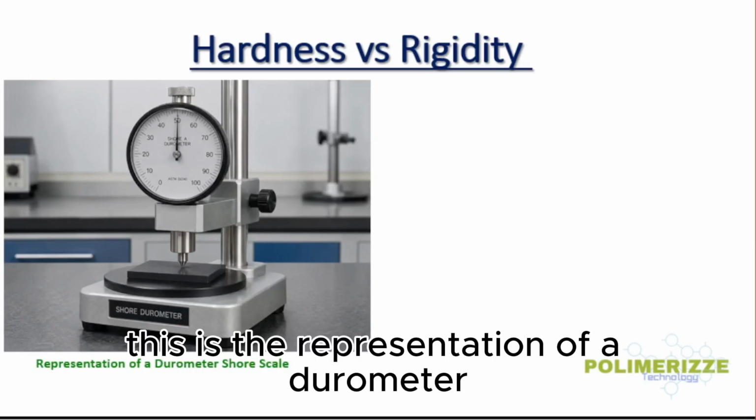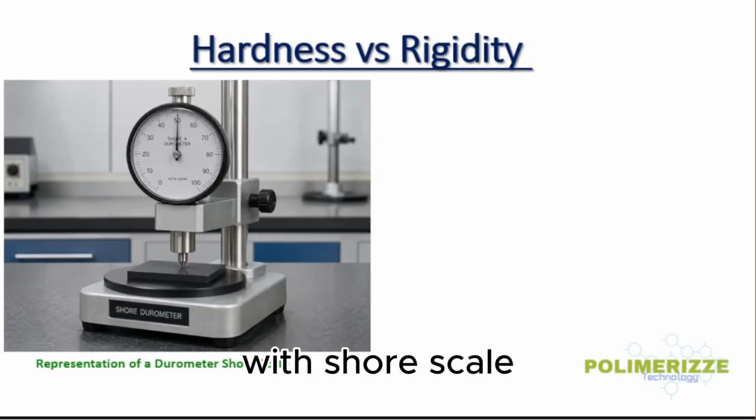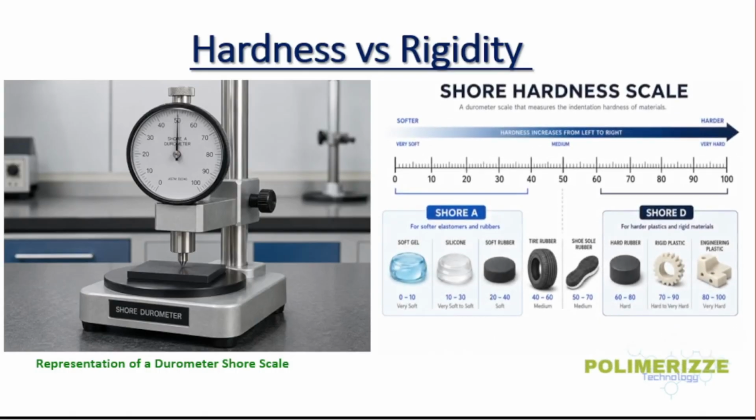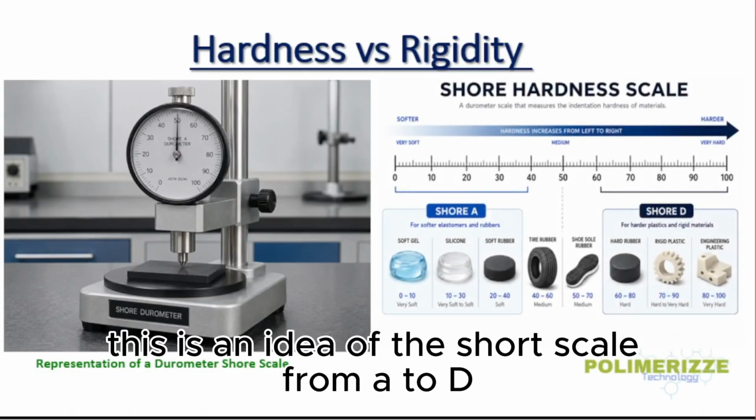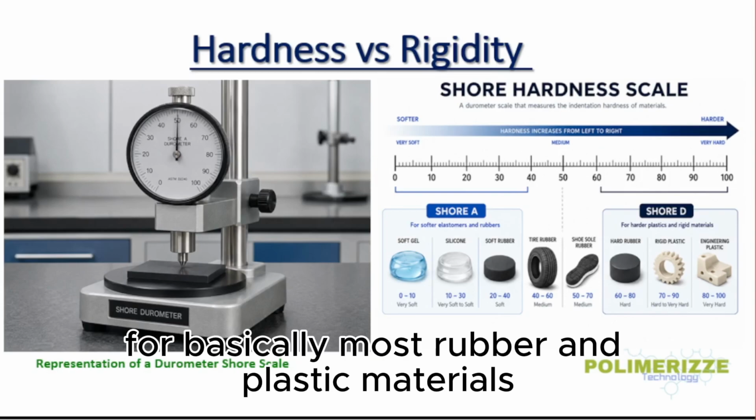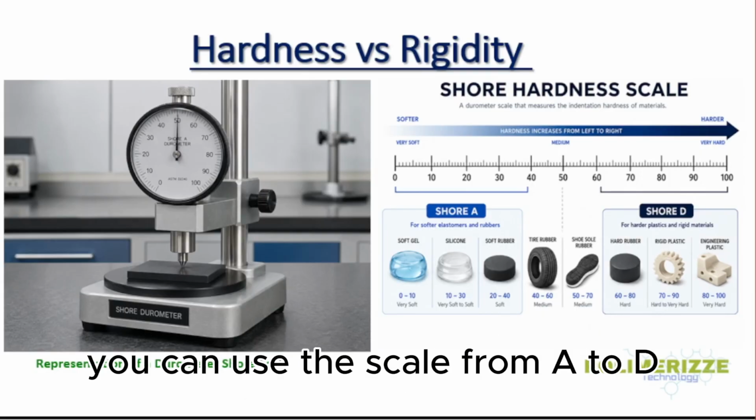This is the representation of a durometer with the Shore scale. This is an idea of the Shore scale from A to D. For basically most rubber and plastic materials, you can use the scale from A to D.